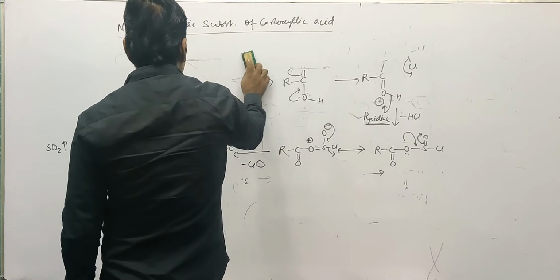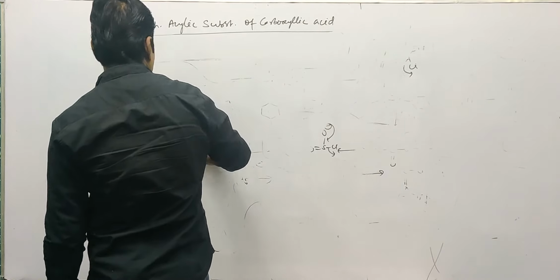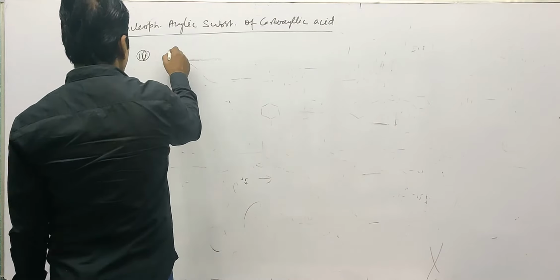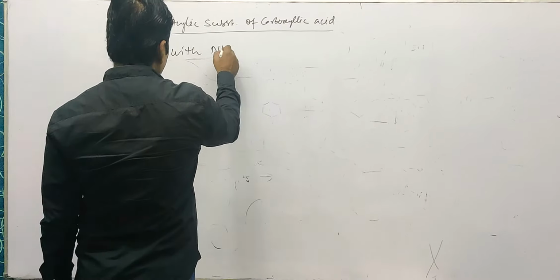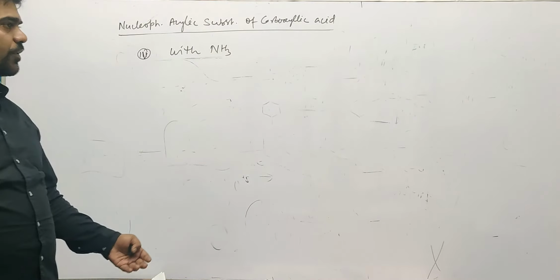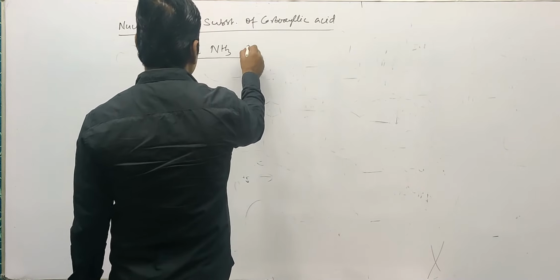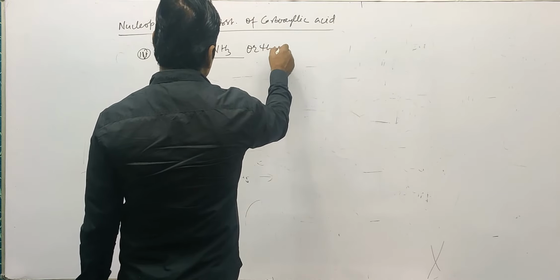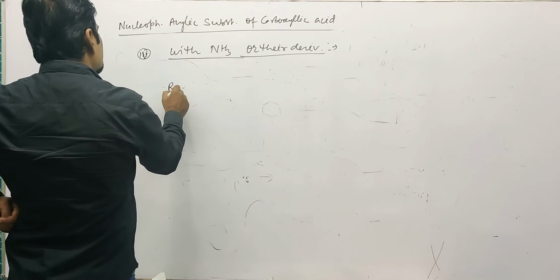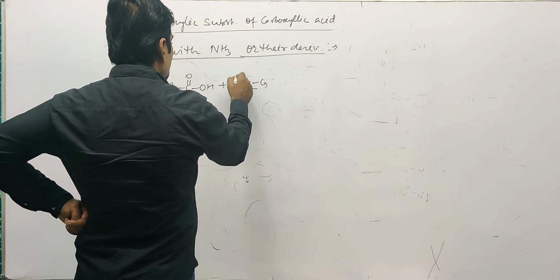Next is the reaction with ammonia. So the fourth reaction is the reaction with ammonia and its derivatives. This is a nucleophilic acyl substitution reaction of carboxylic acid, a method of preparation of the corresponding derivatives. So suppose we use ammonia or its derivatives. What it forms: RCOOH plus ammonia, NH2G, or its derivatives.